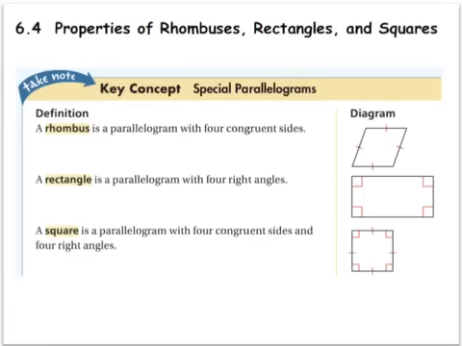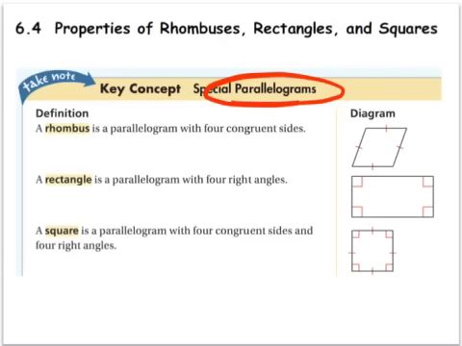6.4 Properties of Rhombuses, Rectangles, and Squares. In this section, we're going to be looking at special cases of parallelograms. And remember, parallelograms are quadrilaterals. They have four sides, with their opposite sides being parallel.